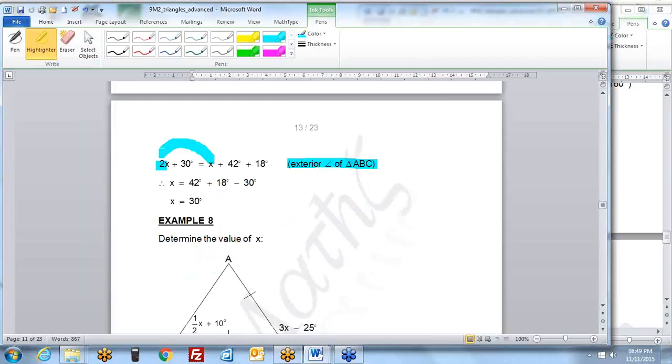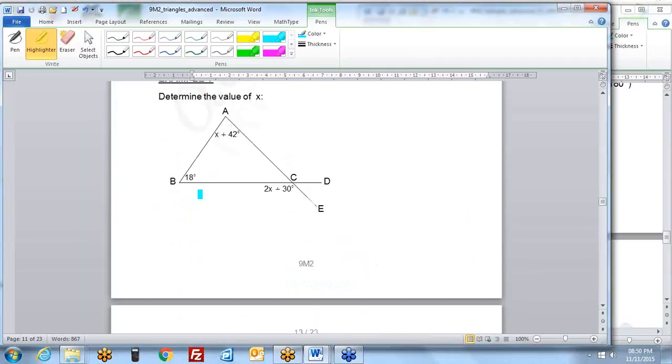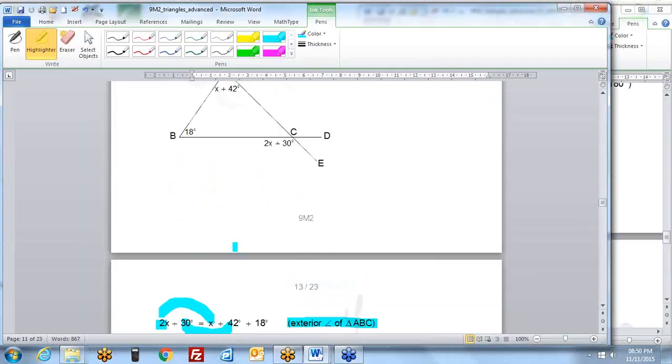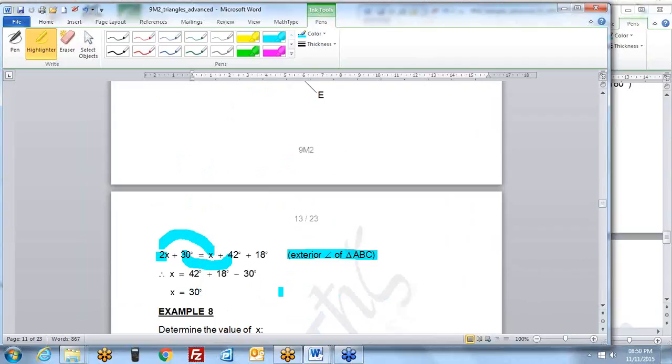So remember, this x must come to this side, and in order to get that, you have to subtract this x on the right hand side as well as on the left hand side. And this 30 you subtract on the left hand side as well as on the right hand side, because you want only the unknown x on the left, because the question states determine the value for x. So you want x equals and then its value.